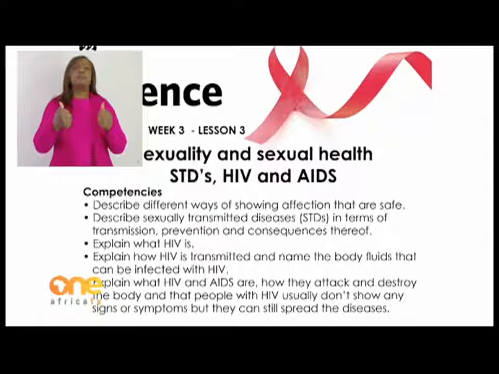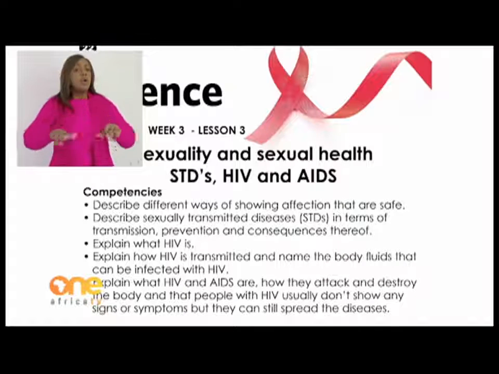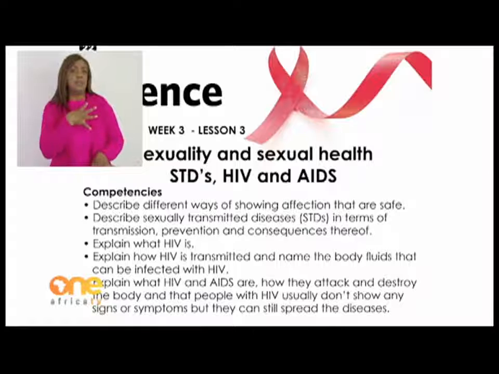The first basic competence says that a learner in grade 7 must be able to describe different ways of showing affection that are safe. The second says that a learner must be able to describe sexually transmitted diseases, STDs, in terms of transmission, prevention, and consequence. Then, explain what HIV is, how HIV is transmitted, and name the body fluids that can be infected with HIV. The last one says explain what HIV and AIDS are, how they attack and destroy the body, and that people with HIV usually don't show any sign or symptom, but they can still spread the disease.